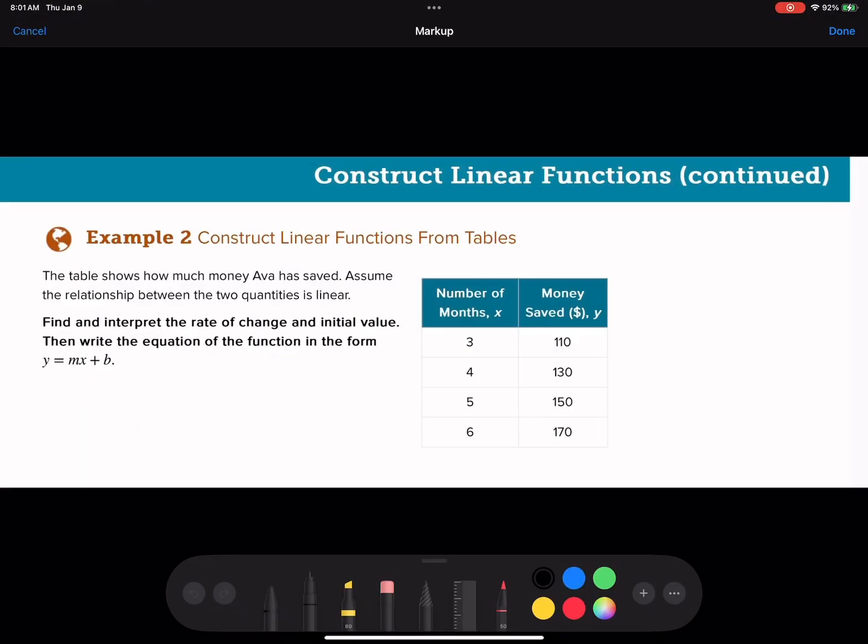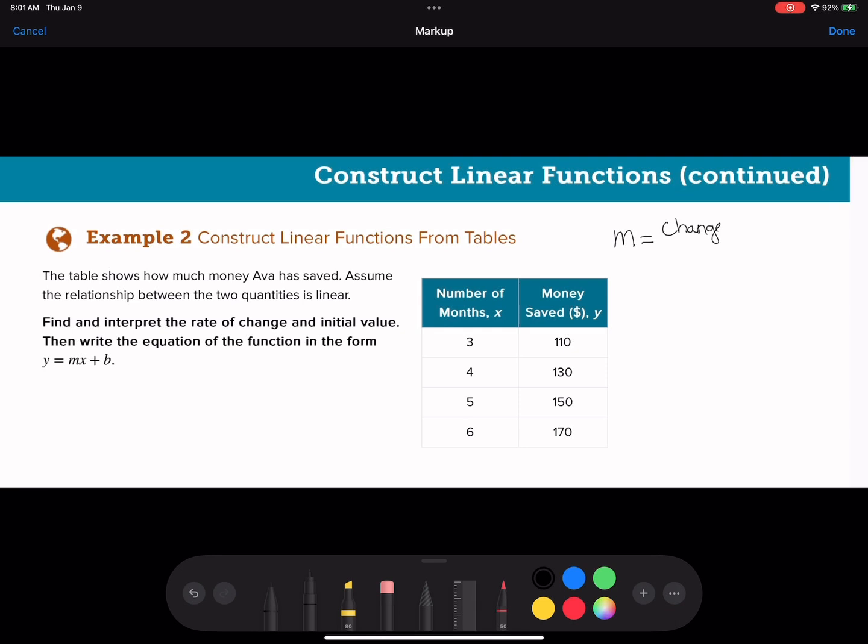Example 2. The table shows how much money Ava has saved. Assume the relationship between the two quantities is linear. Find and interpret the rate of change and the initial value. Then write the equation of the function in the form y equals mx plus b.